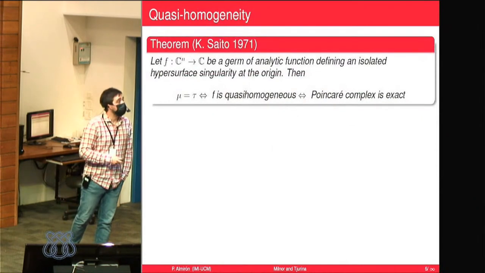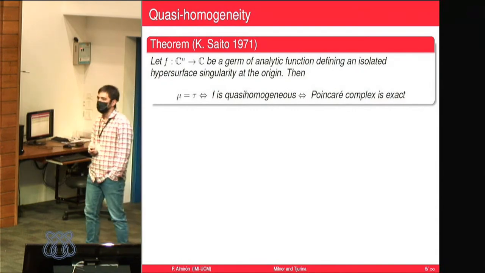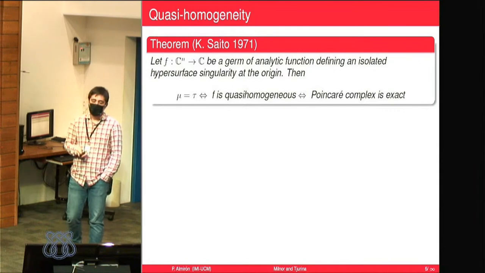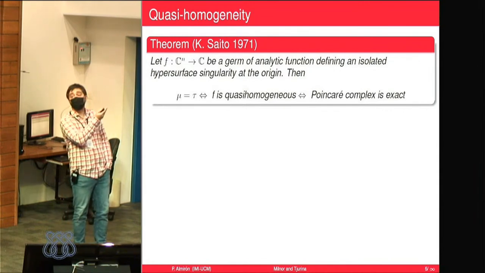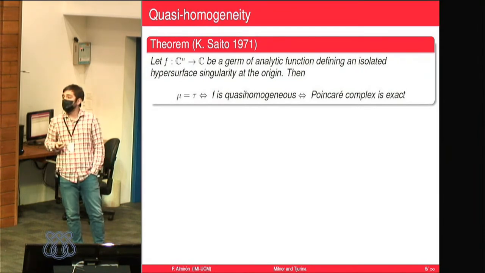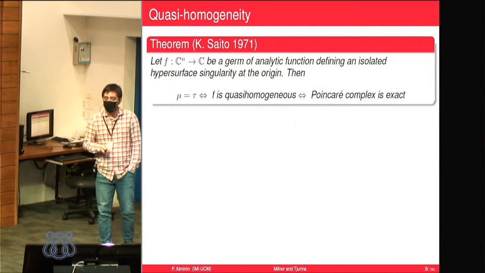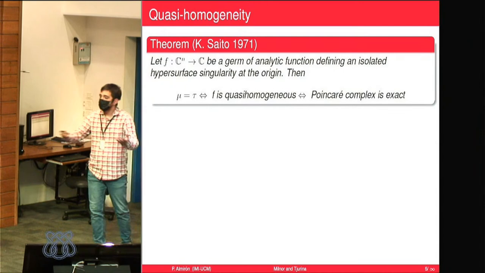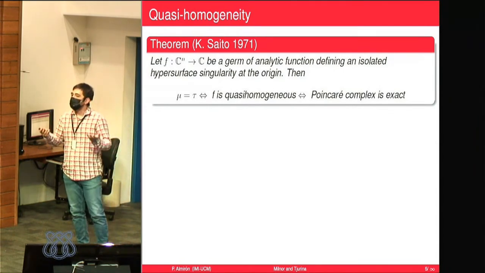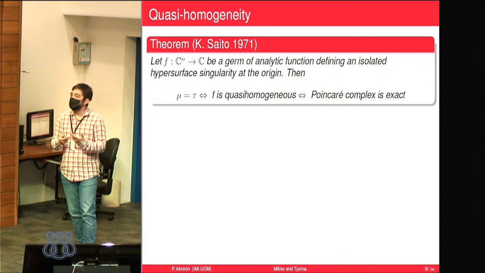But here, all of you know this theorem. It's a key theorem in this case, that when we have an isolated hypersurface singularity, mu equal tau is equivalent to being quasi-homogeneous, and it's equivalent to having exact Poincaré complex. This is a very important theorem of Kyoji Saito of 1971, and it was a trending topic after the 70s, up to what extent we can generalize this theorem to more general isolated singularities.